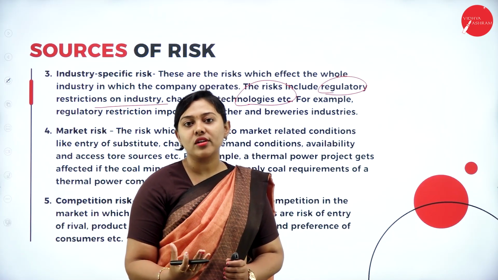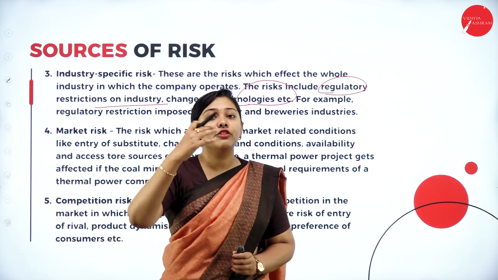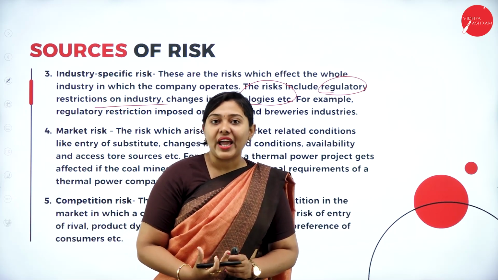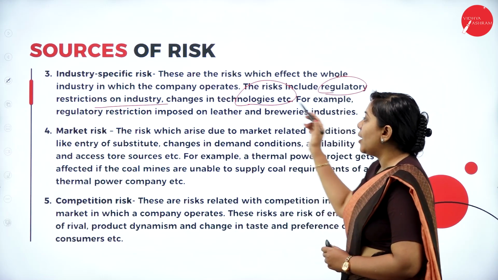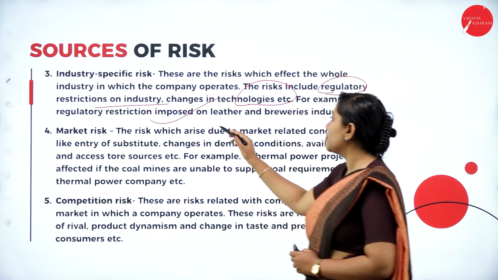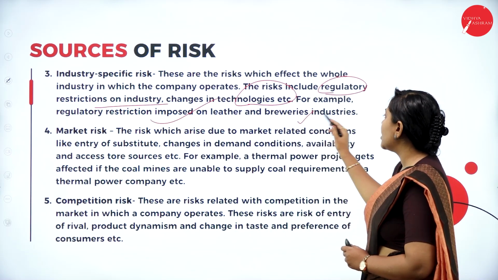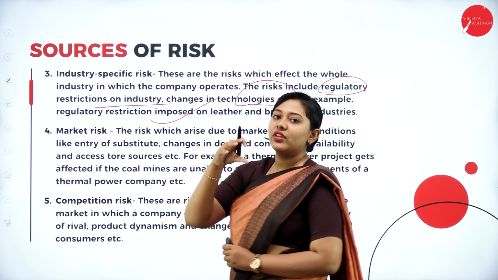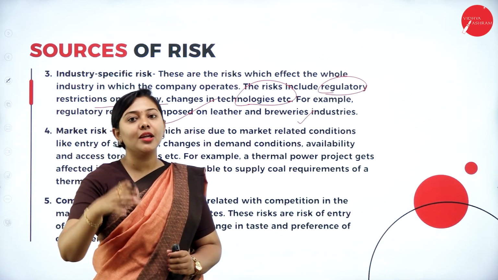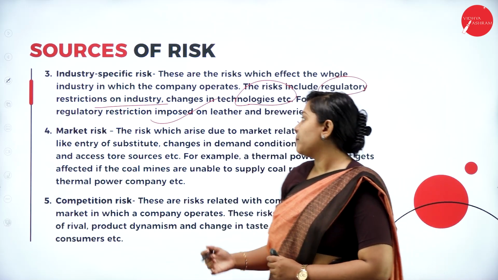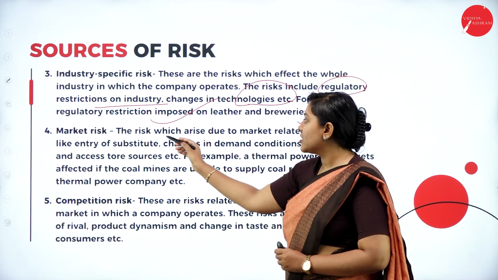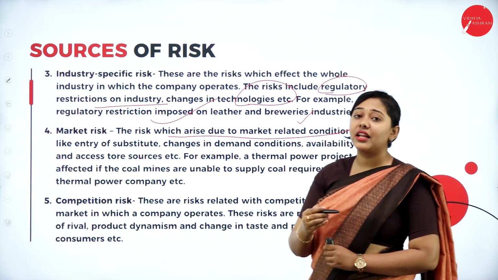When we don't know what the output is, it will be very difficult for us to fix the prices and to know what quality to maintain. For example, regulatory restrictions imposed on leather and breweries industries. If certain regulations are imposed all of a sudden, the returns are unexpected. So market risk is the risk that arises due to market related conditions.